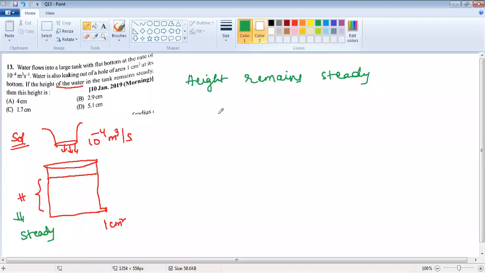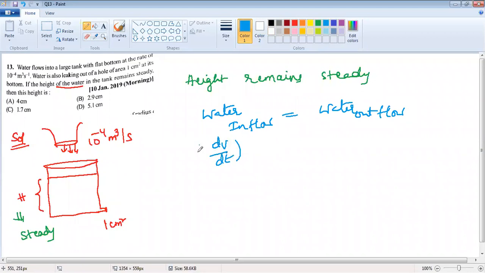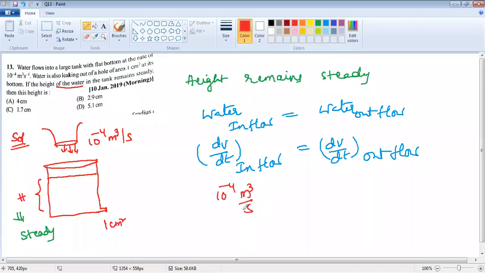The water inflow should be equal to the water outflow. That is, dV by dt, the rate of volume inflow, is equal to dV by dt outflow. Inflow is already given. This is 10 power minus 4 cubic meters per second.